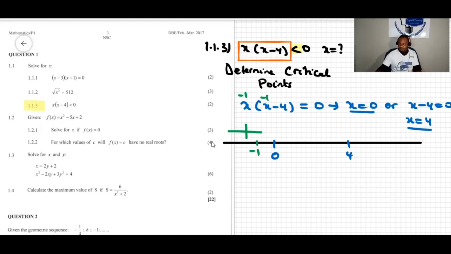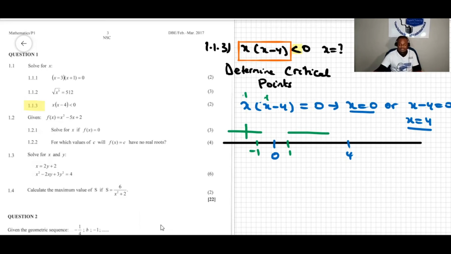Now I'm moving on into the interval between 0 and 4. I want to pick any number, and I prefer 1. So if I substitute 1 for x, we notice that we have 1 times negative 3, which is negative 3. So over this interval, I conclude that the solution will always be negative, regardless of the number you select within the interval. The function will always be negative.